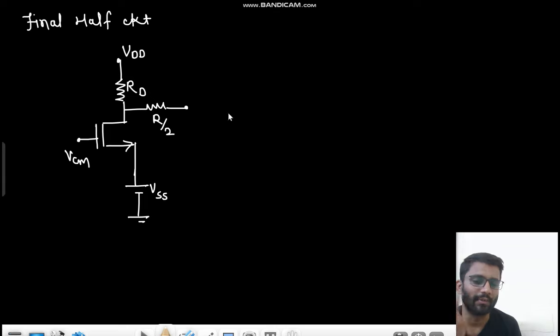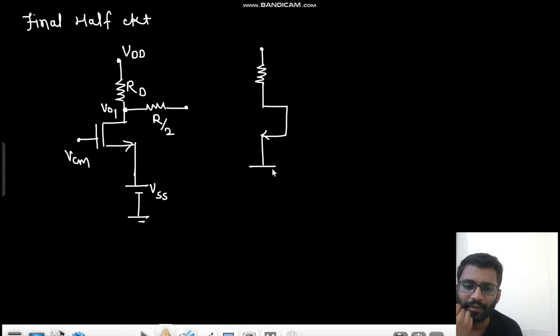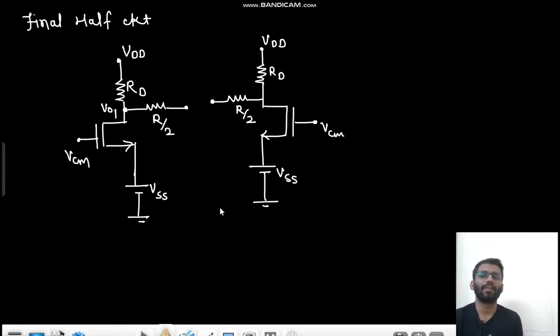This is open ended, so it's of no use actually. Here we are calculating V0 1. Again, here this is VSS, this is VCM, this is RD, this is VDD. This is R by 2. This is open ended, that's of no use. This is V0 2. Okay. So that's the final half circuit.